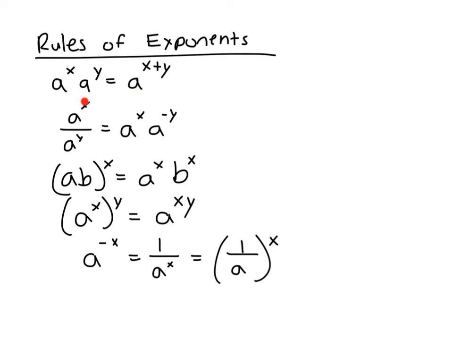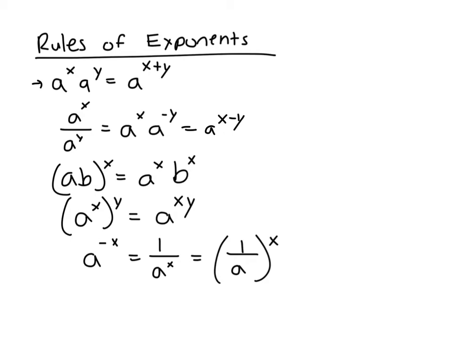And then if you're dividing, so if you have a to the x divided by a to the y, that's the same as a to the x times a to the negative y, which you could then use the first rule that I've written here to say that, okay, well that's the same thing as a to the x minus y.